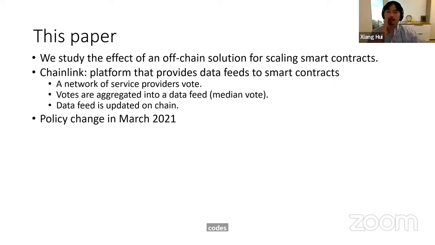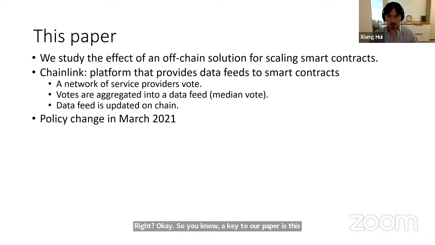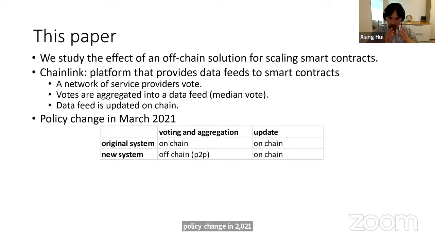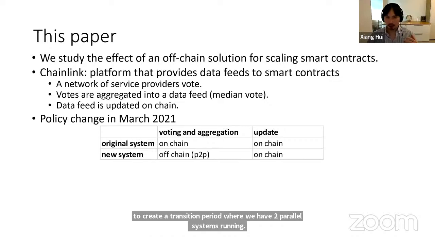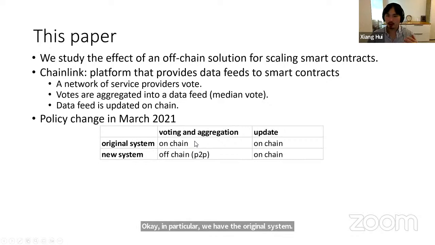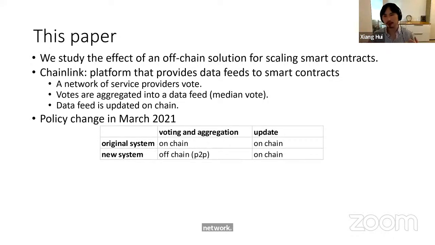Okay. So a key to our paper is this policy change in 2021, and essentially this policy change is going to create a transition period where we have two parallel systems running. In particular, we have the original system where the individual votes and the aggregation are going to take place on the blockchain. Whereas in the new system, we're using an off-chain scaling solution, right? So we are going to do the individual voting and aggregation off the blockchain in a peer-to-peer network. Okay, so that's where the difference comes from.